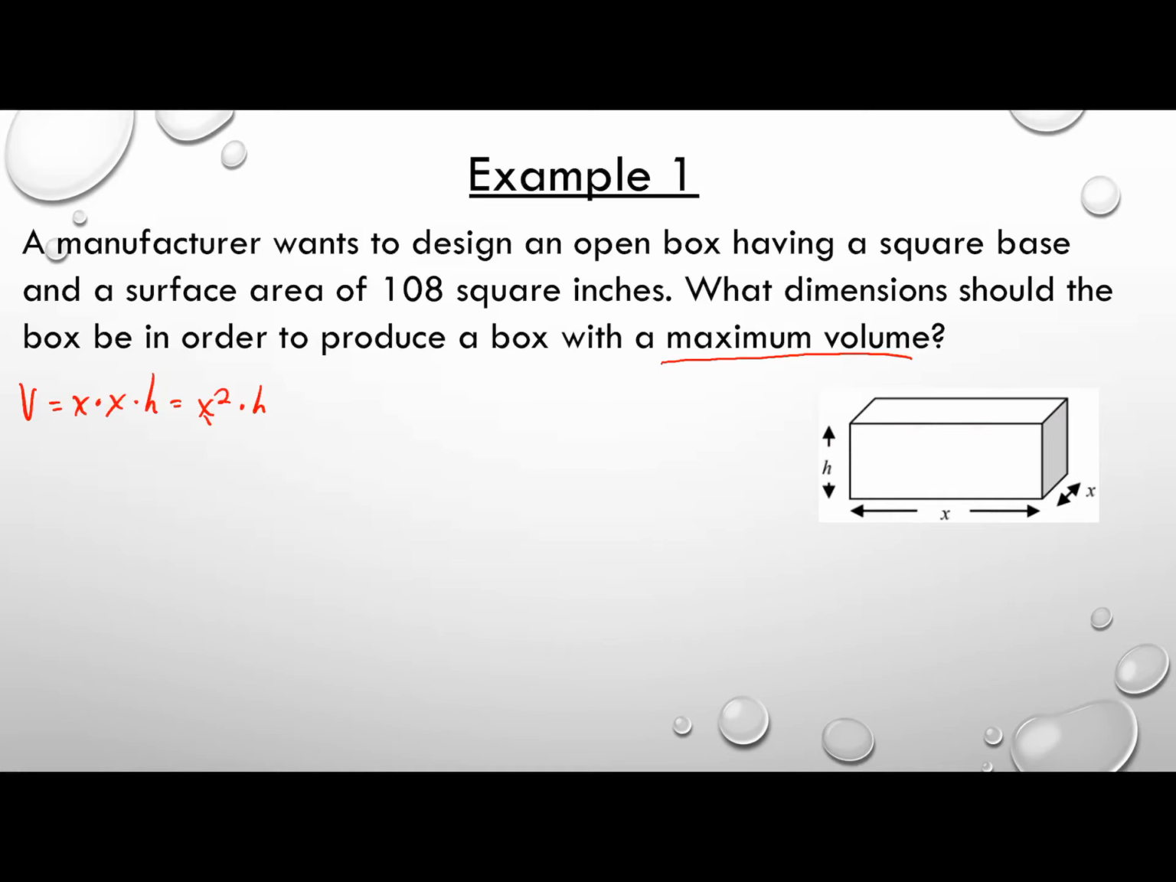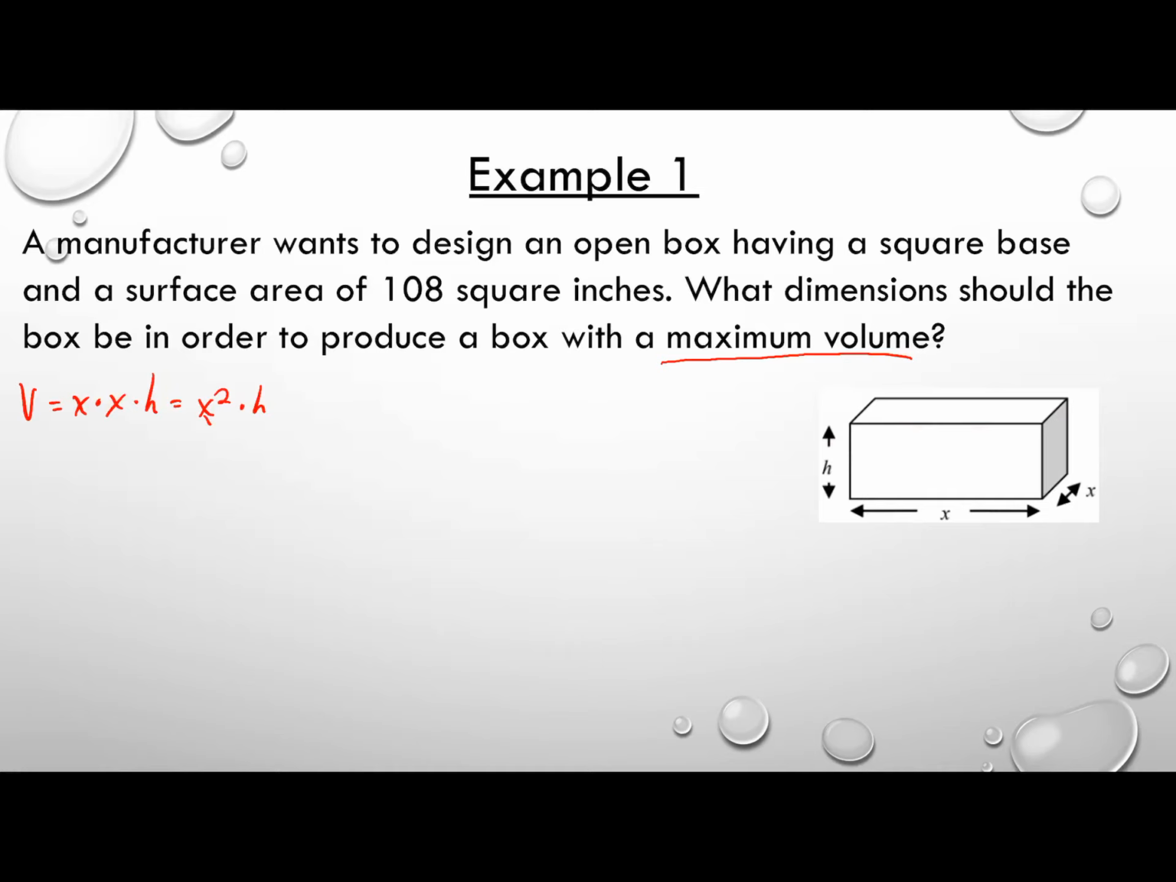So you always want to make sure you identify what equation you are maximizing or minimizing. Now, in optimization problems, it's typically very obvious which equation you want to maximize or minimize because they tell you the quantity that you want to maximize or minimize in the problem, right? It told us to maximize the volume, so we want to find the maximum of the volume equation.